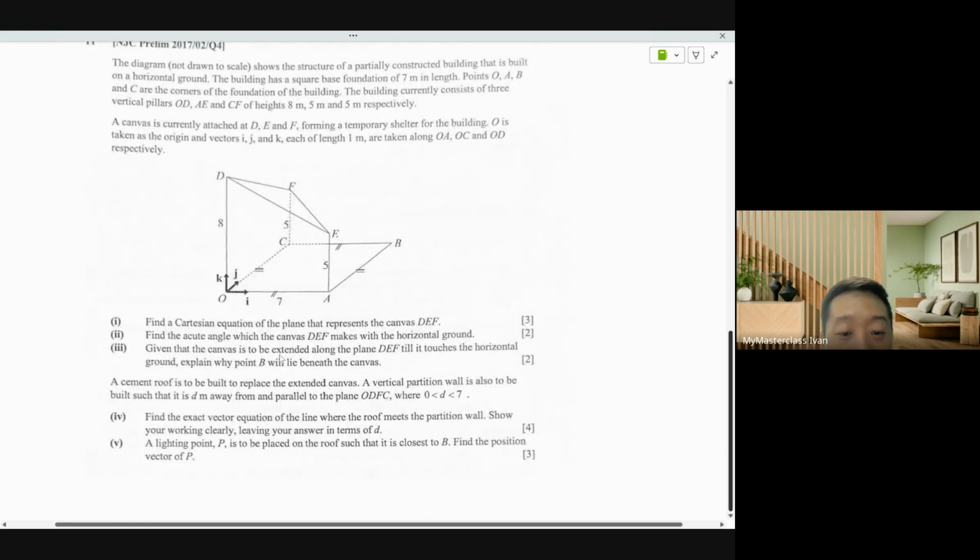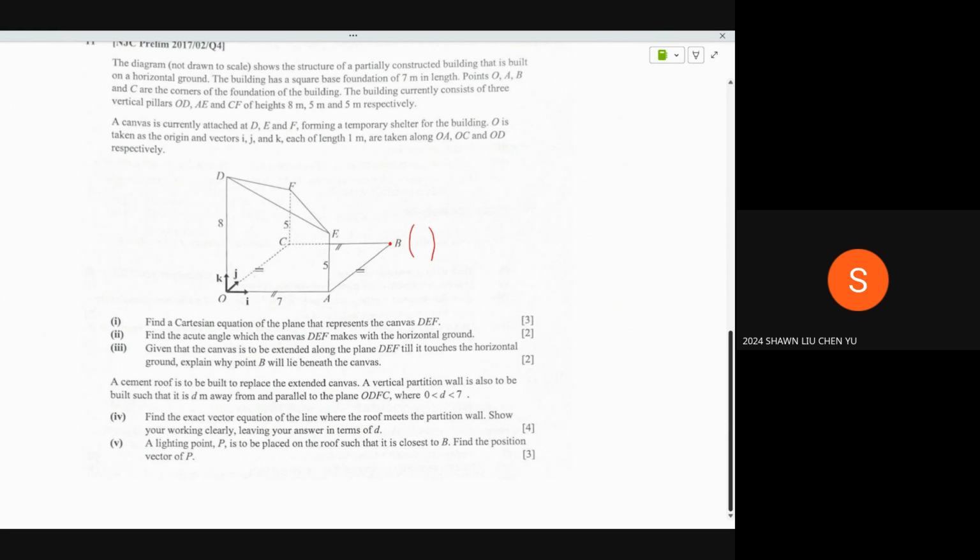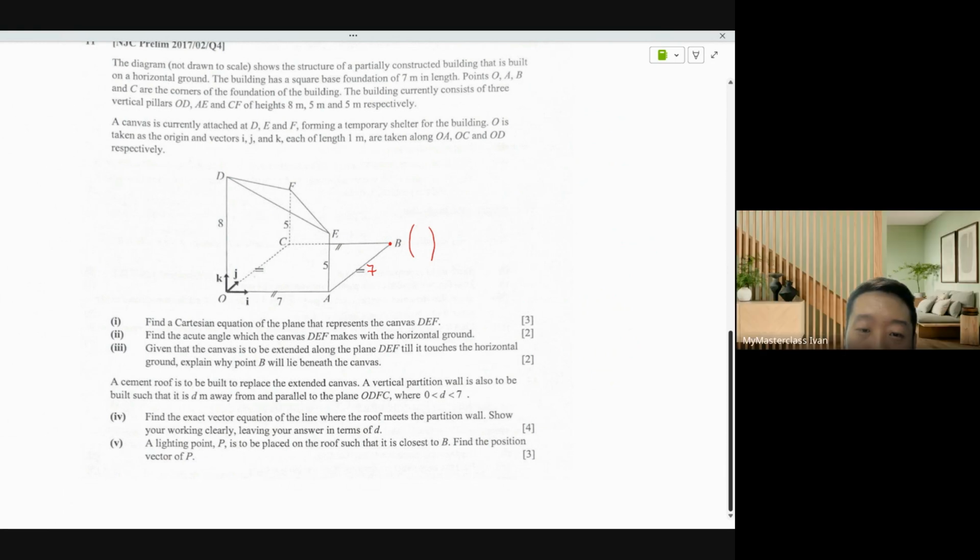Okay, now a cement roof. Okay, sorry. Given that the canvas is to be extended along DEF until it touches the horizontal ground, explain why point B will lie beneath the canvas. Okay, tell me, Sean, what is the coordinate of B? Tell me. Wait, 070. No, IJK. 770. I is 7. O to B.